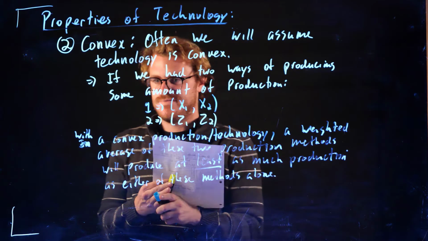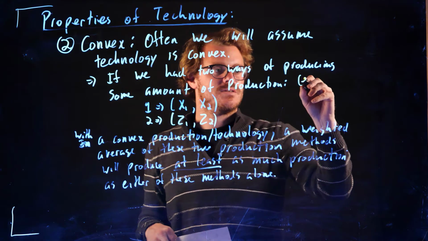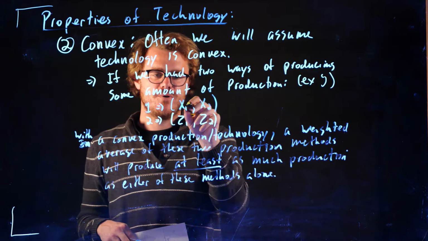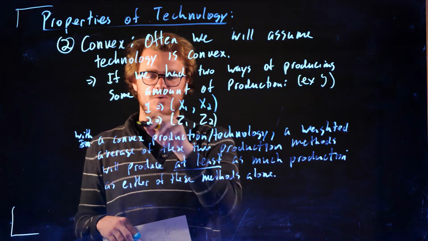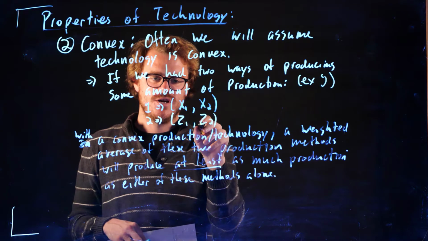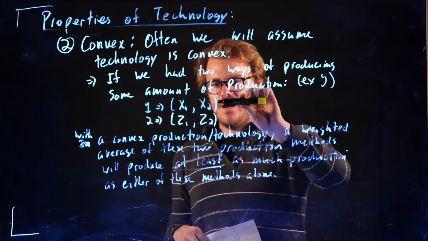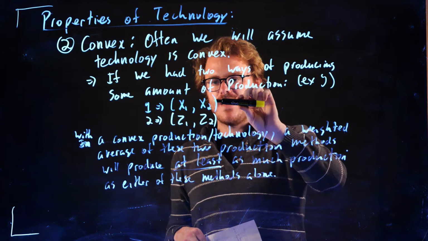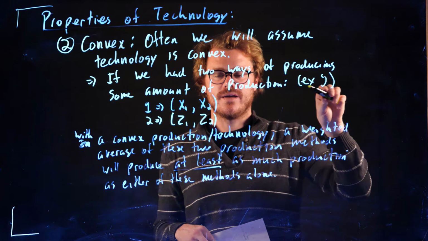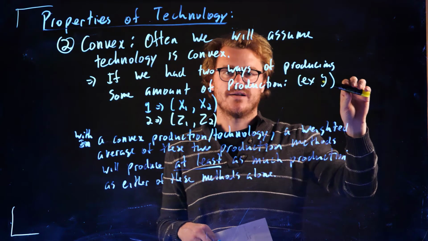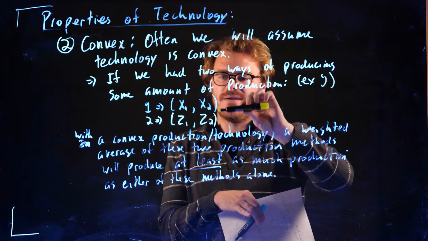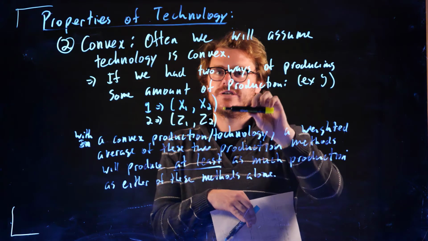So for instance, say there's some amount y that we're producing. We can produce y units with this much of input 1 and this much of input 2, or with this other method that uses a different combination of these inputs. All we're saying is that a weighted average of these two methods is going to produce at least as much output as y. Y is at least the smallest amount we're going to get from a weighted average of these two methods. And if it's strictly convex, it would produce more.